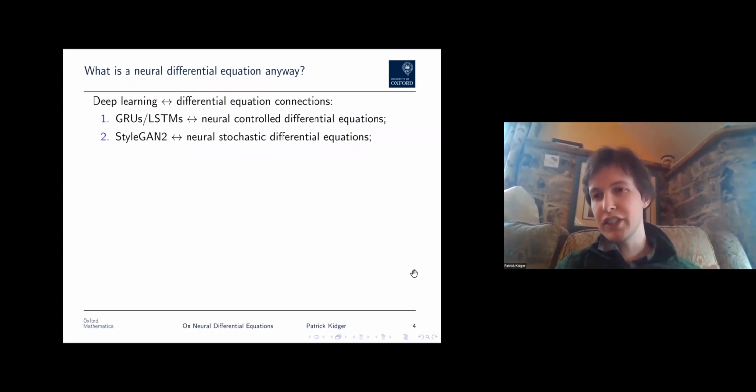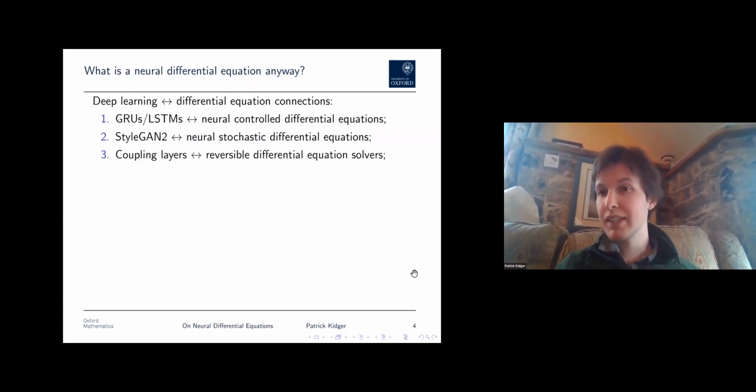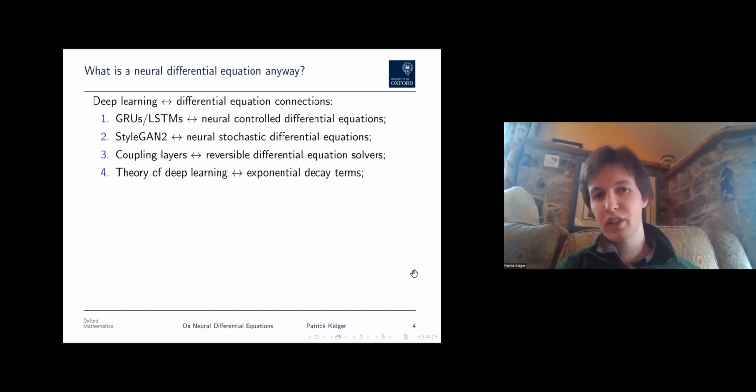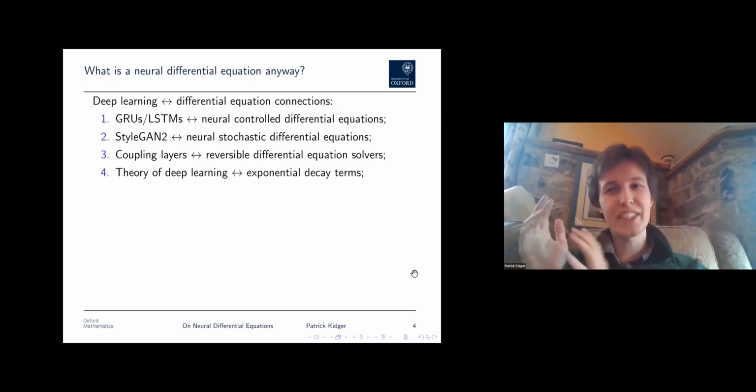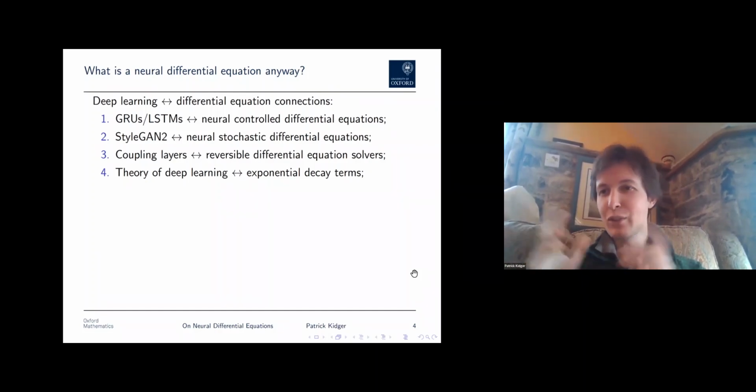If you look at lots of generative models, these are basically SDEs. If you look at things like coupling layers and invertible neural networks or normalizing flows, these are a generalized version of reversible differential equation solvers. There's been some interesting bits in the theory of deep learning recently, which when you translate them over to this continuous time thing, mean that you get exponential decay terms appearing in your differential equation. And it somehow seems that you have to have these exponential decay terms in order to get good behavior in various limits. And you get the idea.